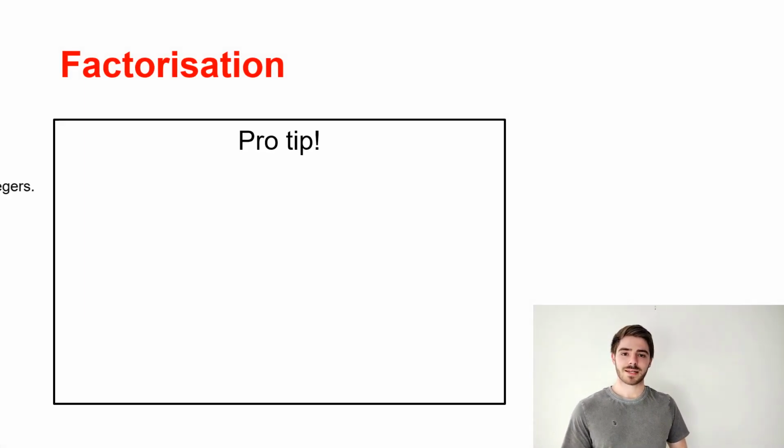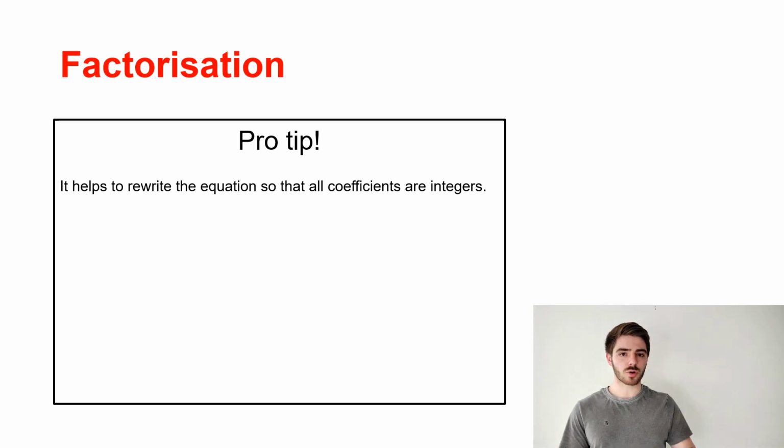Pro tip: it helps to rewrite the equation so that all coefficients are integers. If you have fractional coefficients, it makes it much harder to find the pair of numbers that we're after. The good news is that we can multiply both sides of the equation by any number we want in order to get this to happen.